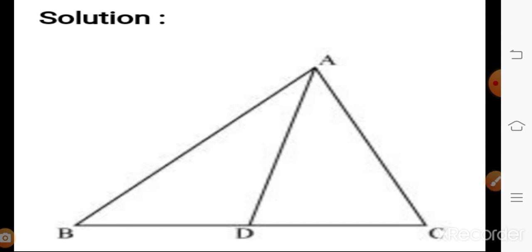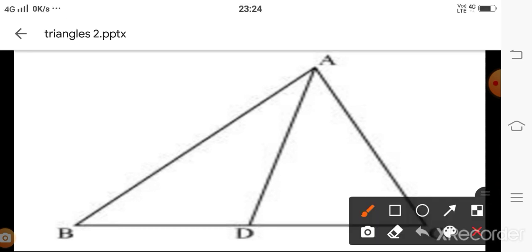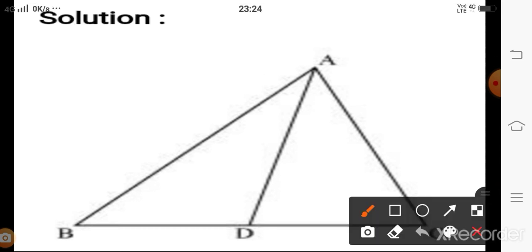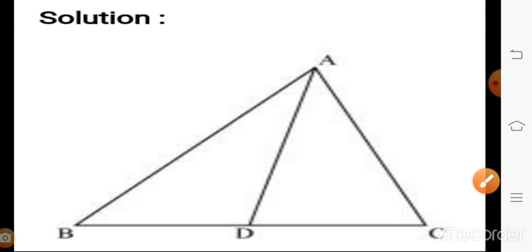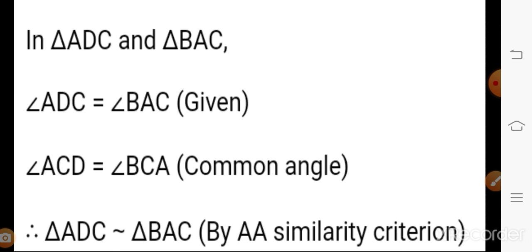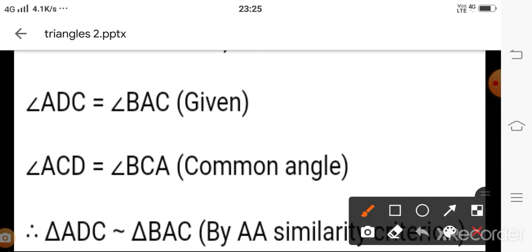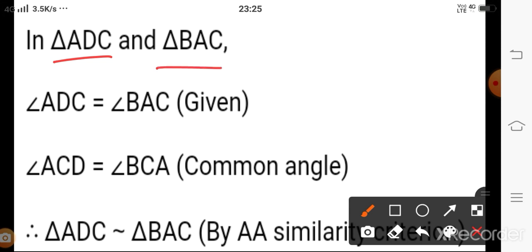If you are observing this diagram, here we are getting the triangles ABD and ACD, and we need AC. It means that if you consider the smaller triangle and the bigger triangle, we are getting the side CA. Then in triangle ADC and triangle BAC, angle ADC is equal to angle BAC. This is given to you.